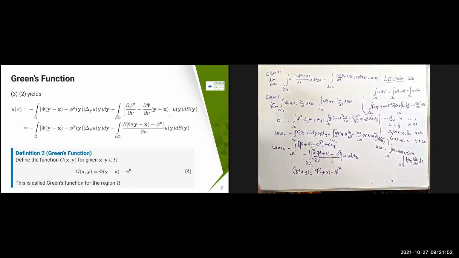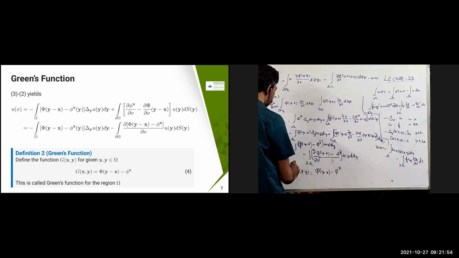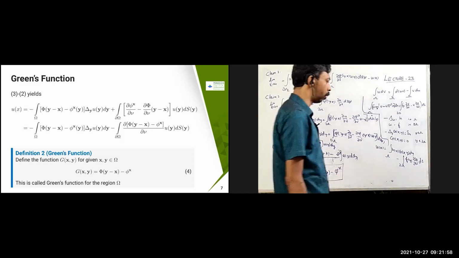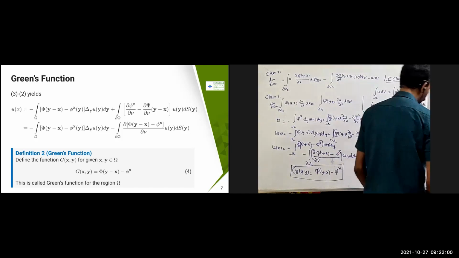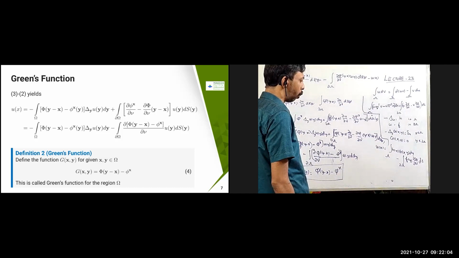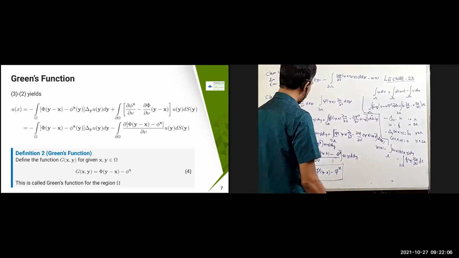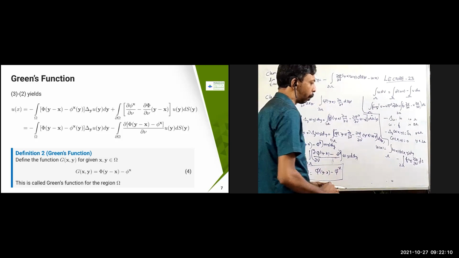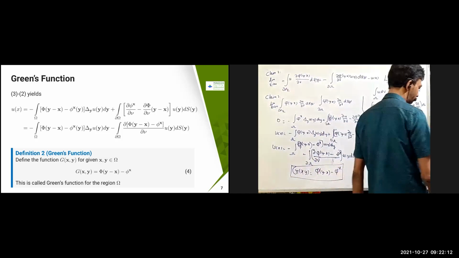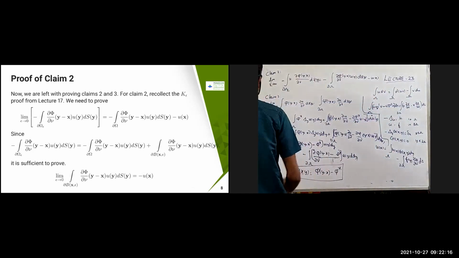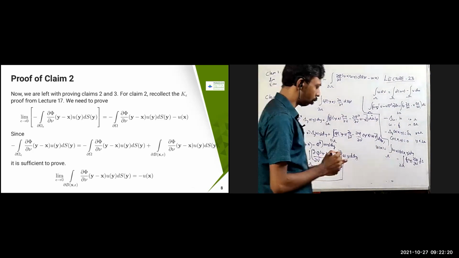Okay, so this is called the Green's function for the region omega. So we are going to define, for any x comma y in the domain, x comma y belonging to omega, g of x comma y as pi of y minus x minus pi x, which is the characteristic function, then that is called the Green's function. So now what we are left with is that we have to claim these 2 and 3. Okay, claim 2 and claim 3 we have to do. So we will do that.